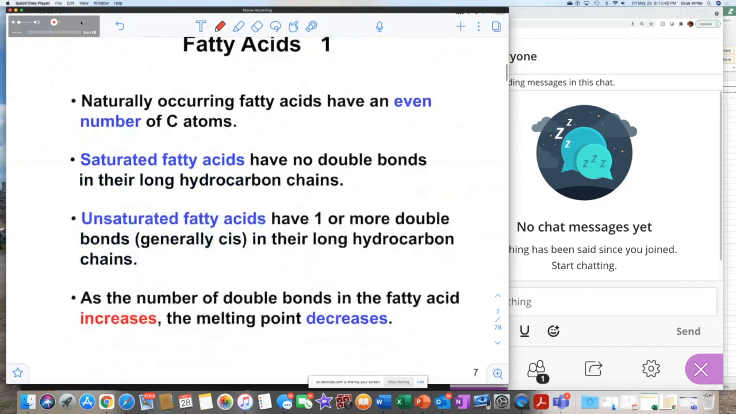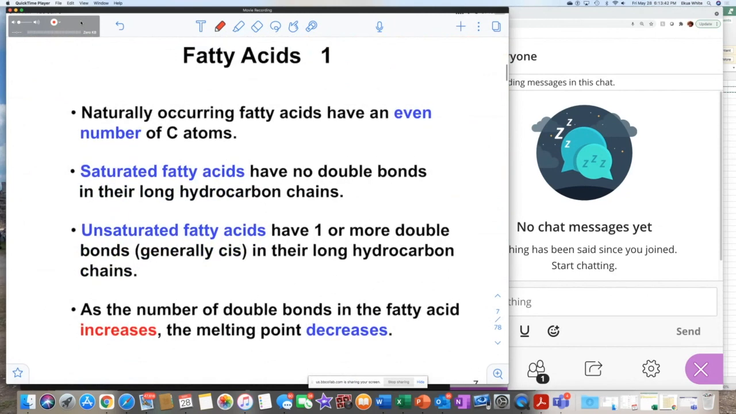Okay, now we're moving on with our fatty acids. We're told here that naturally occurring fatty acids have an even number of carbon atoms. That's a very interesting fact, right? You go to a trivia and they can ask you that question. I don't know, I don't do trivia stuff.